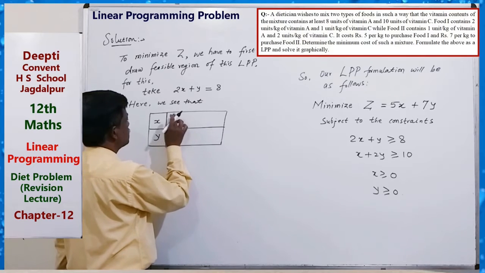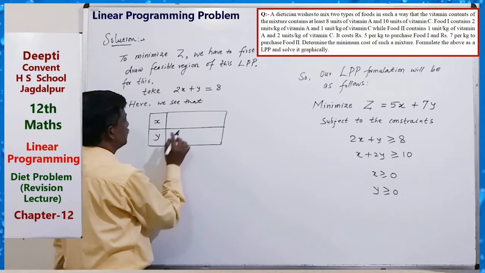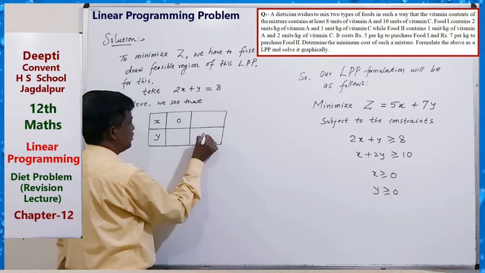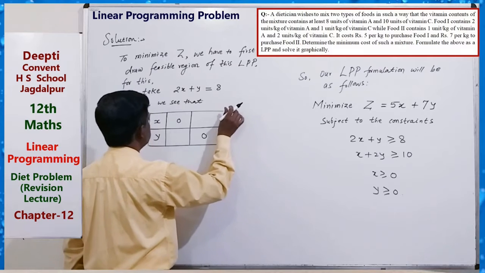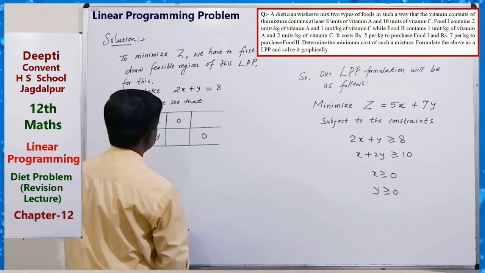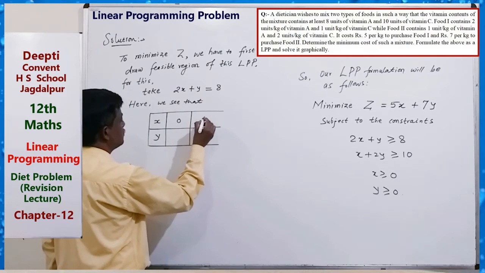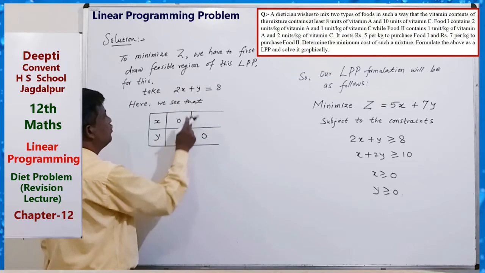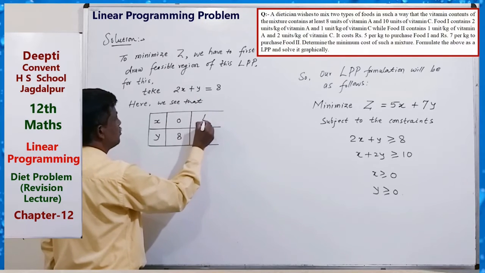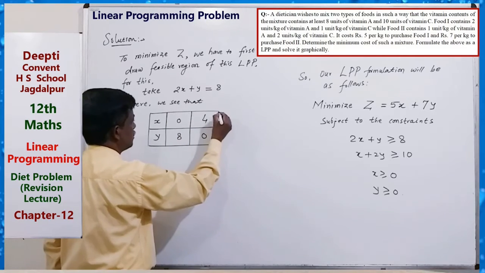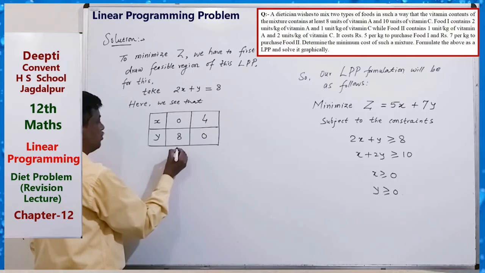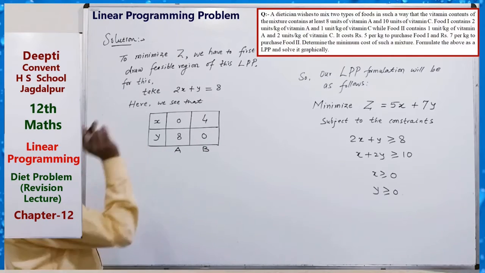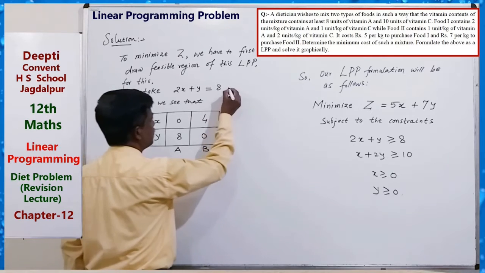First take the value 0, then 0. This is the easiest value. If x equals 0, then y equals 8. If y equals 0, then x equals 4. So this is our tabular form. This is point A, this is point B for this first straight line.